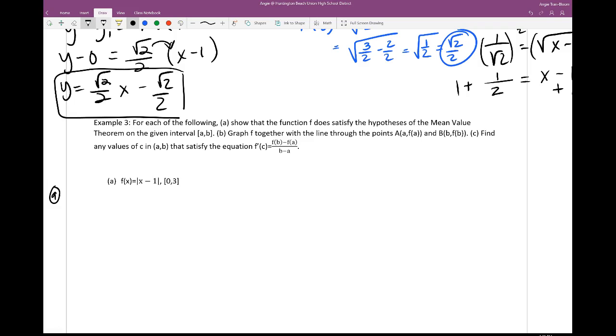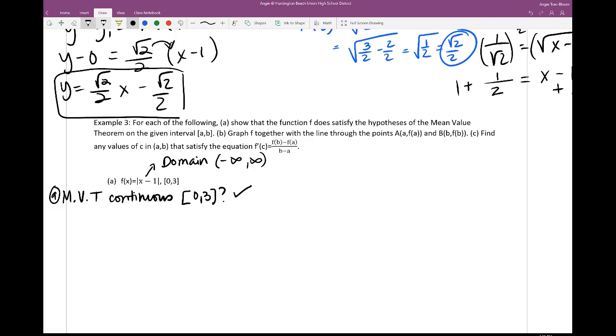Mean value theorem says it needs to be continuous from 0 to 3. So mean value theorem, continuous, question mark, from 0 to 3. How you know that is that you have to understand the graph of absolute value. The domain of an absolute value is going to be negative infinity to infinity. So this is definitely continuous from 0 to 3.